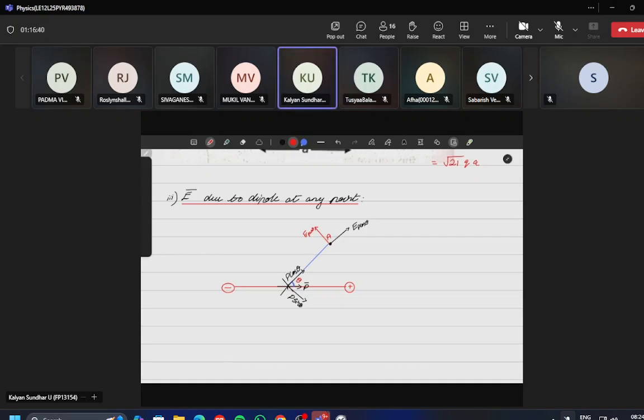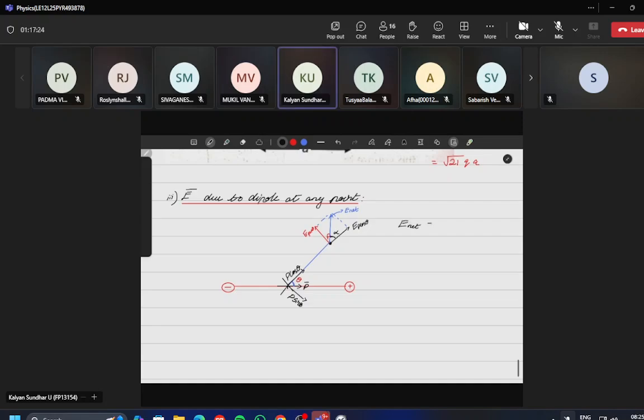So between these two, E net will be somewhere in this direction. So this will be your E net value. And let it make an angle alpha with respect to the perpendicular. In the end they will ask in which direction, how much it is being tilted, right? So at this place we have the electric field. One is in this direction, the other one is in this direction. The angle between the p cos theta and p sin theta components is 90 degrees.